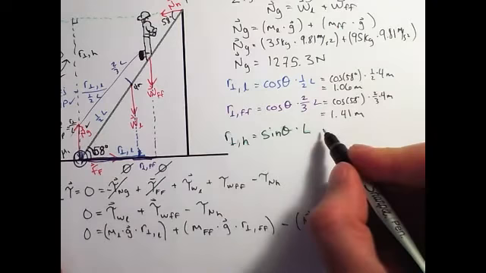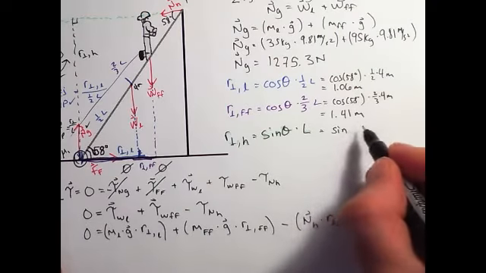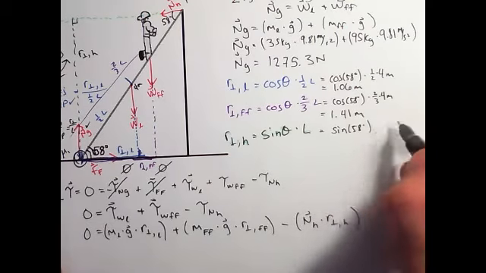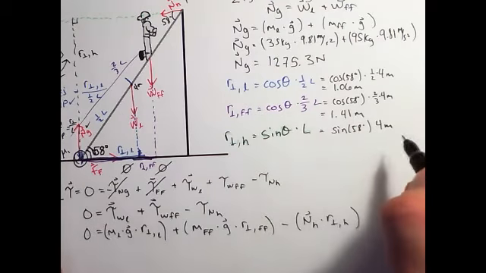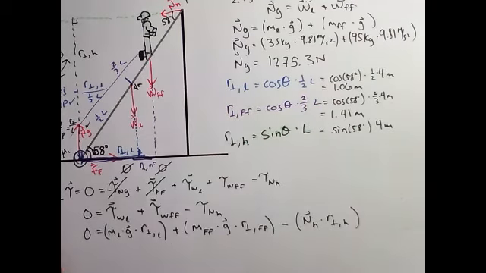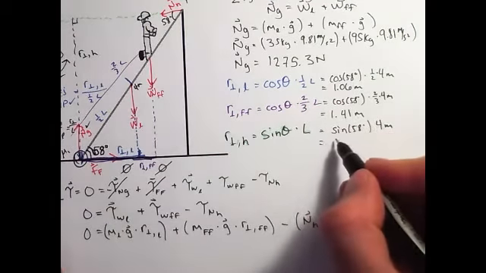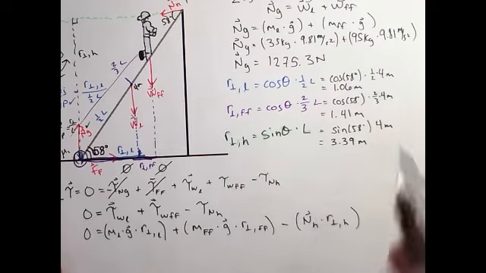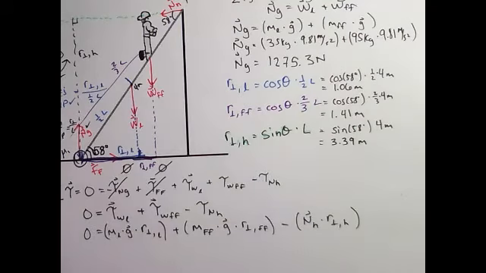Finally, we have the one that's slightly different. It's just the sine of the angle, the sine of 58 degrees times 4 meters, because the hypotenuse is the whole ladder, so it's L. And that's equal to 3.39 meters. So we have that all solved out.